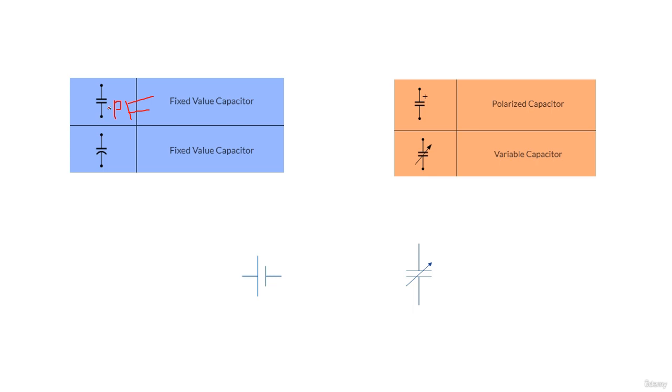Okay, but for those, as you see, we have a plus sign here. Okay, so this is a polarized capacitor. Why? Because here we have plus and here we have minus. Okay, so here with this arrow, as you see, this is a normal capacitor exactly like this one, but here we have another arrow over here. This arrow means this capacitor is variable. Okay, so as you see, a variable capacitor. Okay, its value is variable.